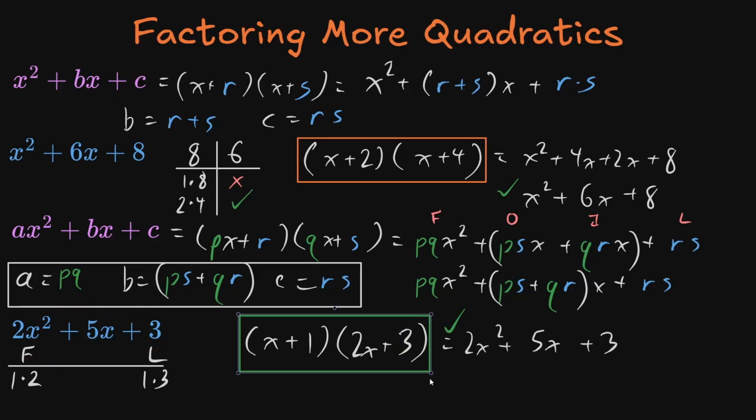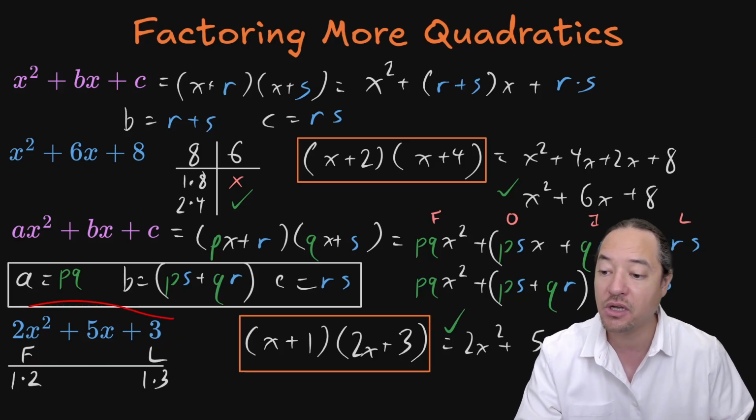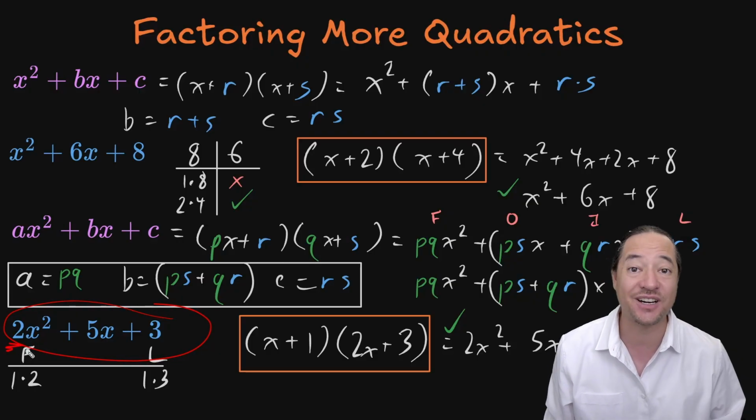This is going to be the factored form of this more general quadratic expression here, where this initial term is a 2, it's not a 1, okay?